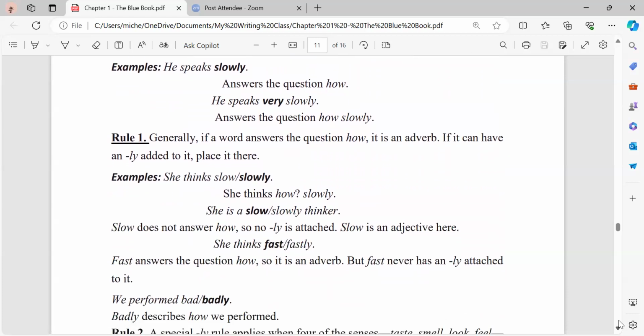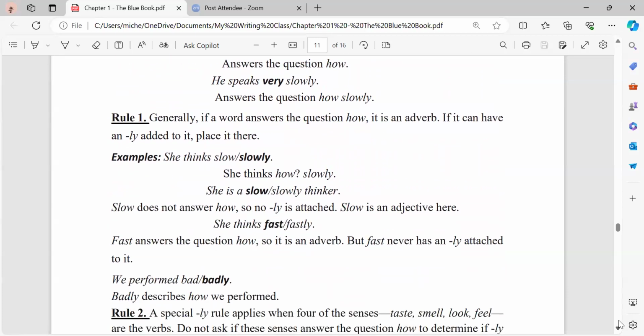So okay, here's rule number one. If a word answers the question how, it is an adverb. And we can add ly to the end. She thinks slow, or she thinks slowly. We use slowly right here because slowly describes how she thinks, which is the usage of an adverb. So she thinks slowly. She thinks how? She thinks slowly. So this basically answers the question how.